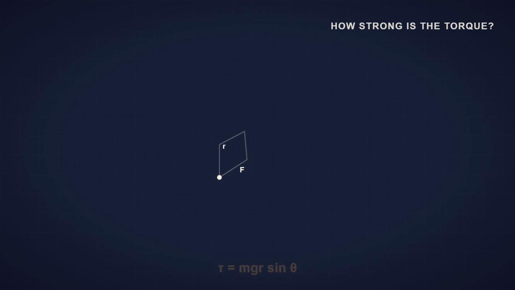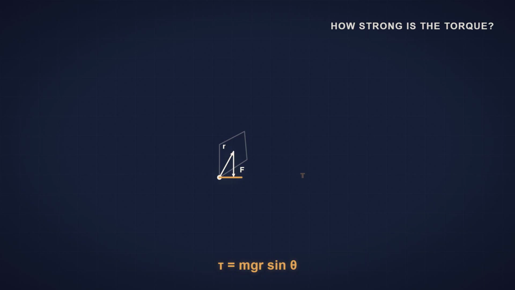It's worth pinning down exactly how strong that torque is, since the number matters later. Torque equals the force, times the distance from the pivot, times the sine of the angle between them. Gravity pulls straight down with strength equal to mass times g, and the angle that matters is the tilt of the top's axis away from vertical. So the torque's strength works out to mass, times g, times the pivot to center of mass distance, times the sine of that tilt angle.